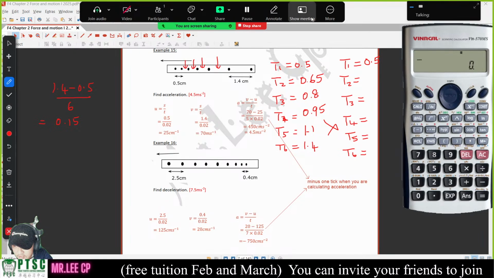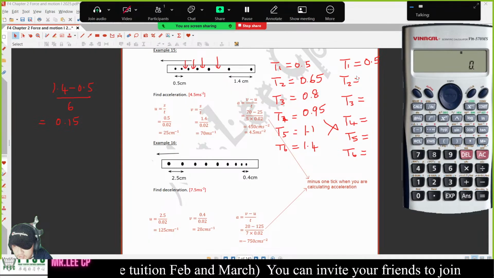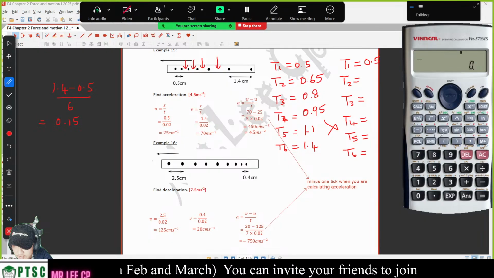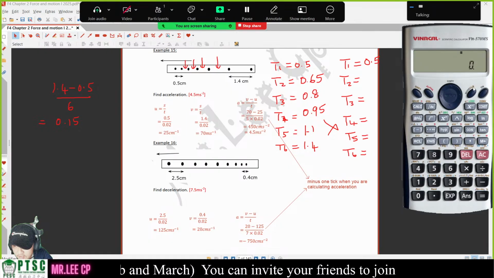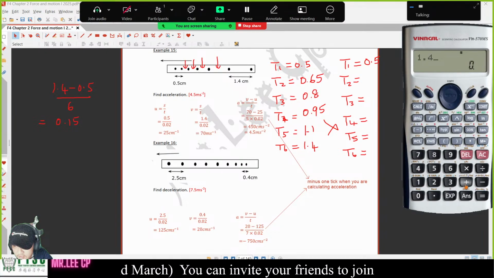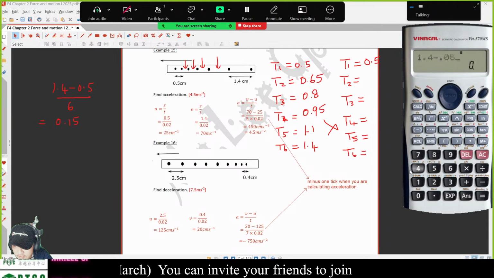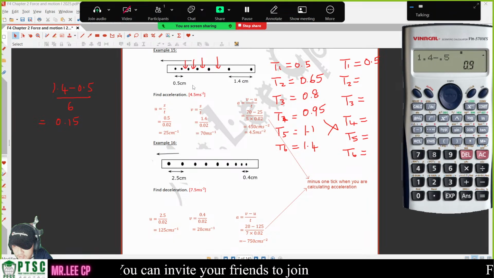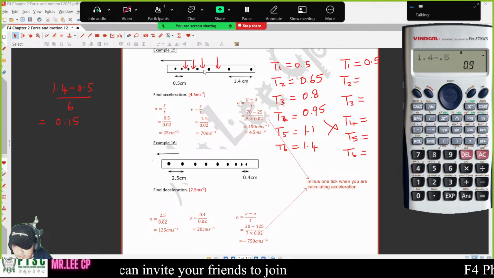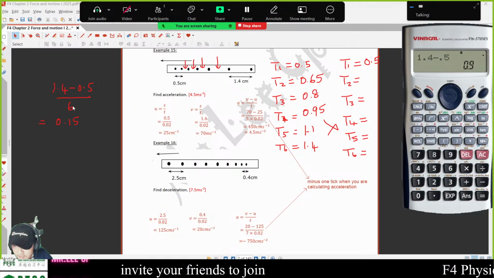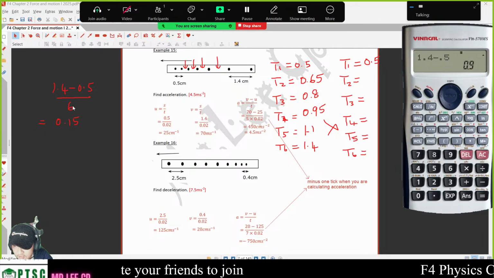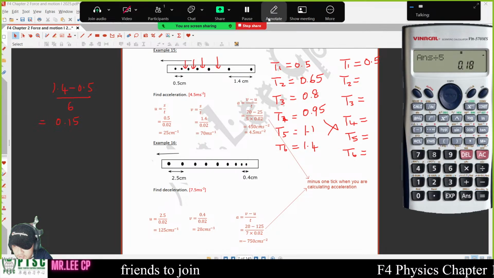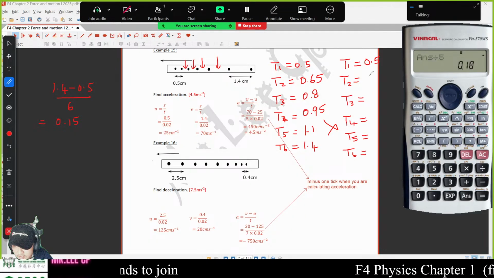Alright, 0.5. So the first one and the last one is 1.4 minus 0.5, equal to 0.9. So 1, 2, 3, 4, 5, 6. I don't want to divide by 6. I minus one group, minus one group, divide by 5. So divide by 5. So each one has to plus 0.18.